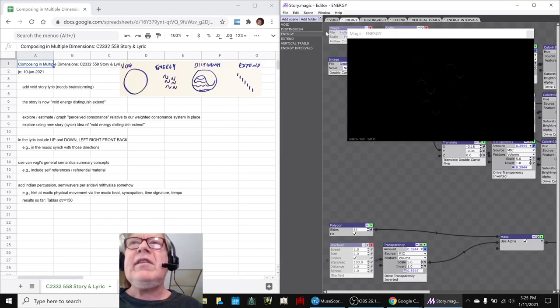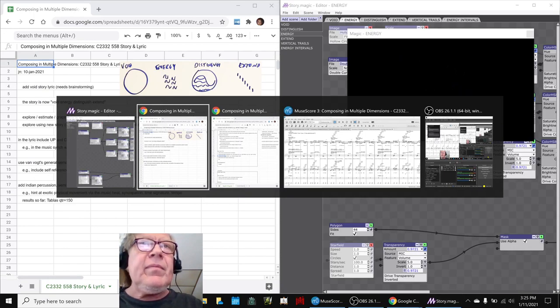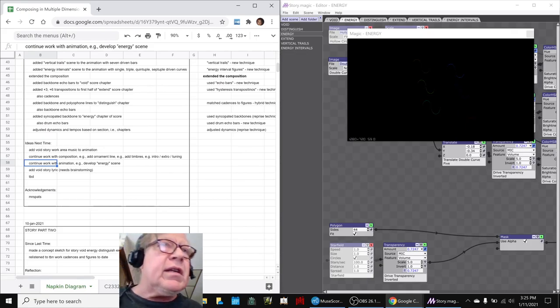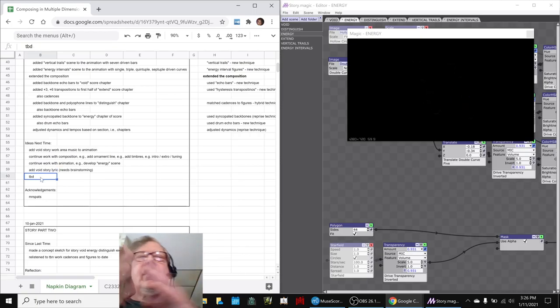So basically the energy chapter needs scene. The energy scene needs to be developed. And then we're still thinking about some kind of a lyric to go with this.